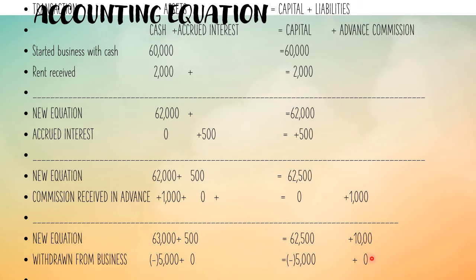Next we have to prepare the balance sheet. How will we prepare the balance sheet? All the assets, that is cash and accrued interest, will be recorded in the asset side. Capital and advance income will be recorded in the liability side. So in this way you have to prepare the accounting equation when you are given the income, that is accrued income or income received in advance.